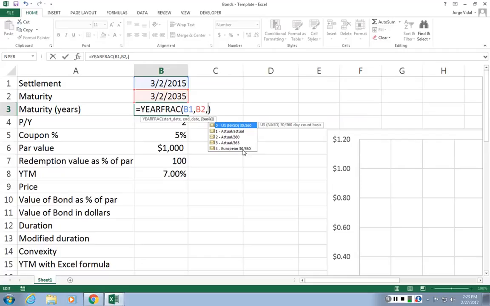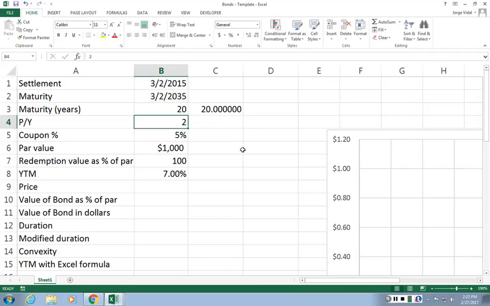Now with computers and calculators, because they have date functions, we can use the 365, which is the default. So I'm going to just do B1 and B2 and use 365 days. But now you know why sometimes it's 360. Okay. Now, I'm going to assume I have a PY, payments per year, is a semi-annual bond.